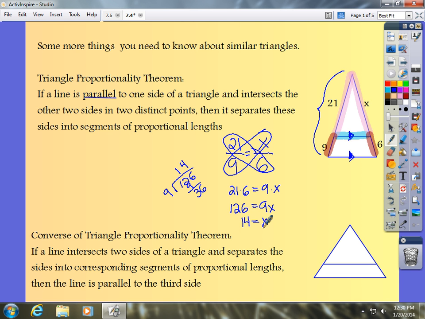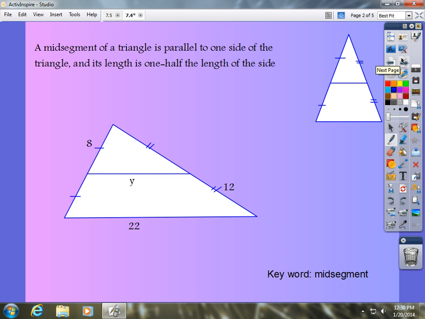Okay, and then the converse says that if the triangle has a line in it and it does cut it into proportional sides, then the line is parallel. So the first statement says that the lines are parallel. The second one says that if they're proportional, then they're parallel. Same thing, just different sides of a coin. Then we have the mid segment of a triangle is parallel to one side of the triangle, and it's half the length of that side.